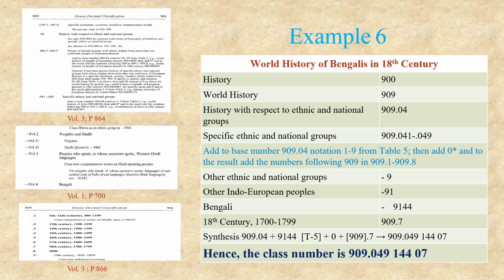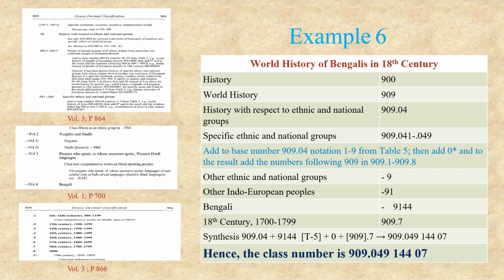It comes under 909.1-909.8. The 18th century falls under 909.7. According to the instruction, you have to add 0 before the historical period. So what will be the synthesis for this class? 909.04, history with respect to ethnic and national groups, add 9144, then add 0 as per the synthesis rule, then add 909.7, that is the 18th century, from the 909.1-909.8 range.